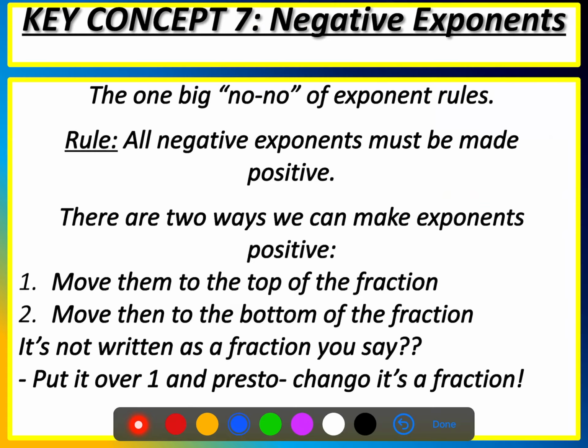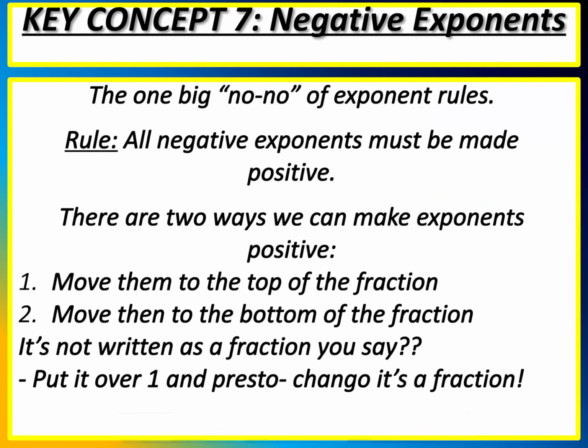All right, and our last rule has to do with negatives. When we were subtracting, we did our best not to create negative numbers, okay? But sometimes it's unavoidable. Sometimes that's just how the problem starts off. So we need a way to deal with it. All negative exponents must be made positive. The way we do that is by moving them either to the top of a fraction or to the bottom of the fraction.